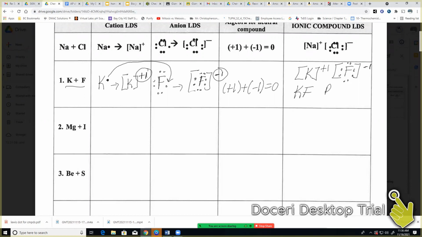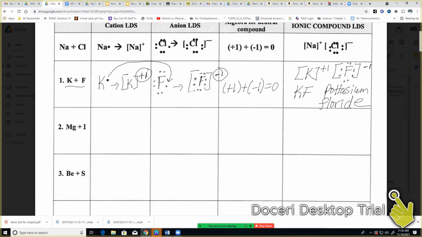The metal ion stays the same. So that's just potassium. And the non-metal ion, the ending changed to "ide." So this becomes fluoride. Don't forget, if you struggle with changing the ending on your negative ions, they're on the back with the ending already changed. And I misspelled fluoride.